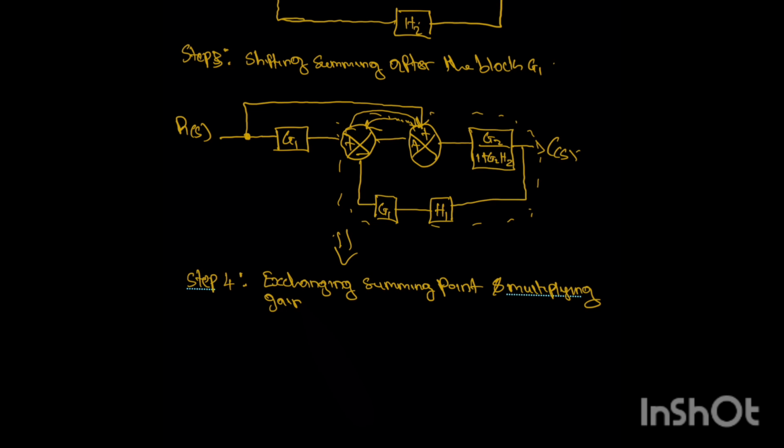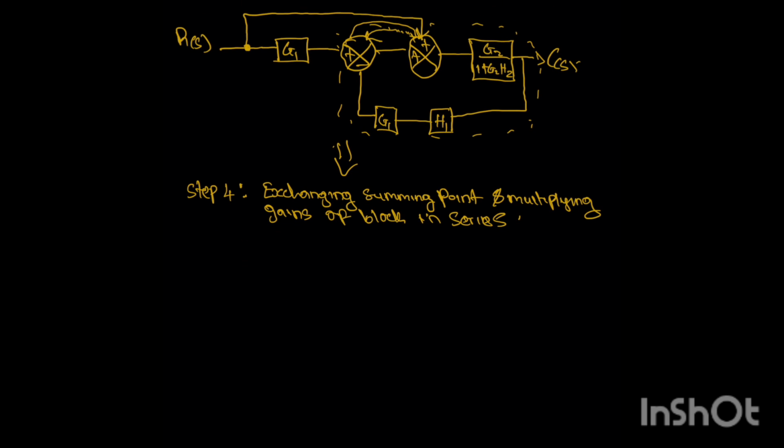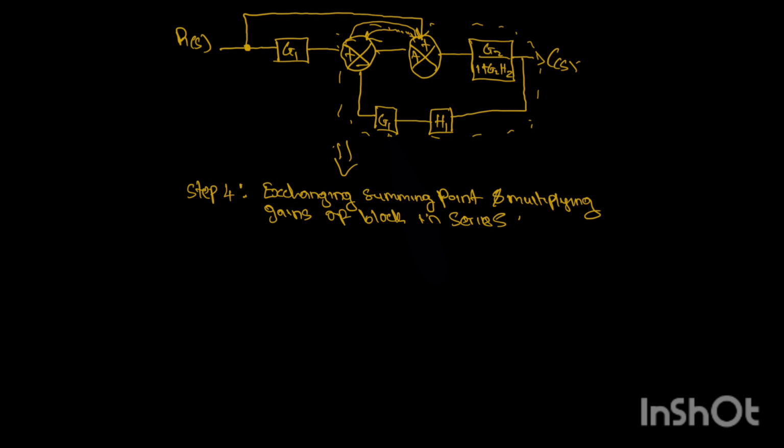Multiplying gains of blocks in series. The next step, after we exchange these two summing points, is that we would also multiply G1 and H1, these gains. We will multiply them because they are in series. So next, the diagram would be like this.